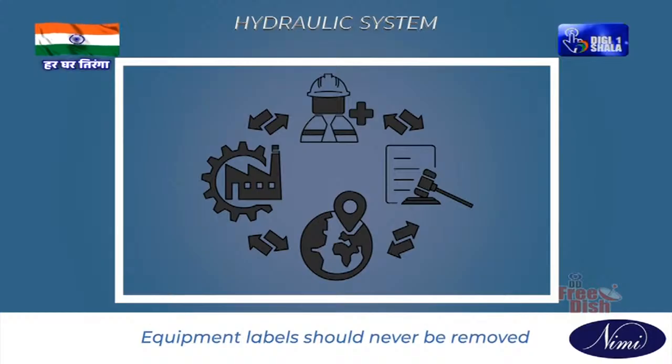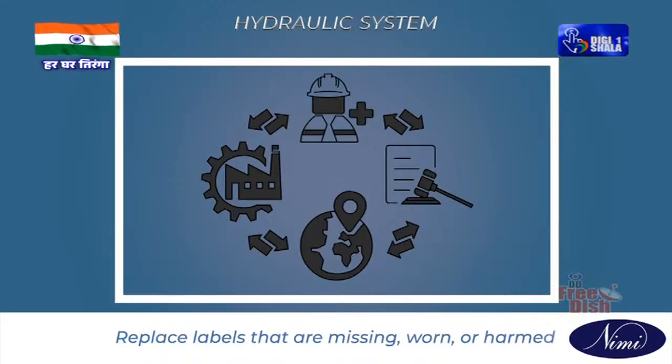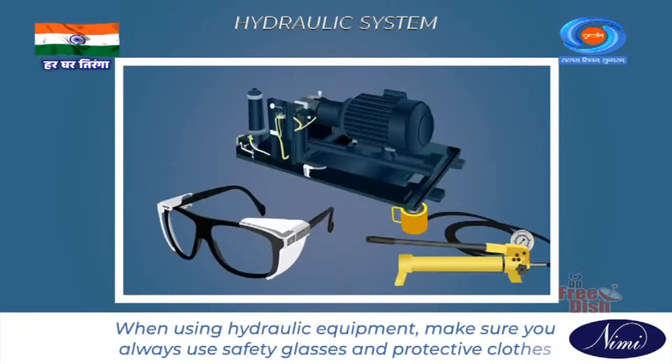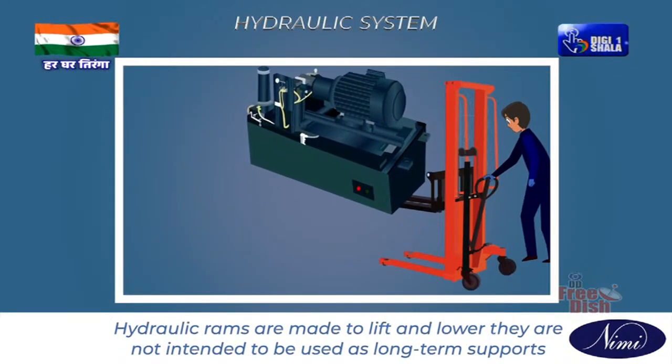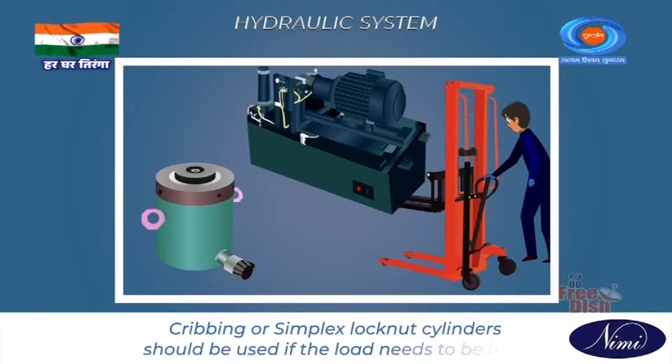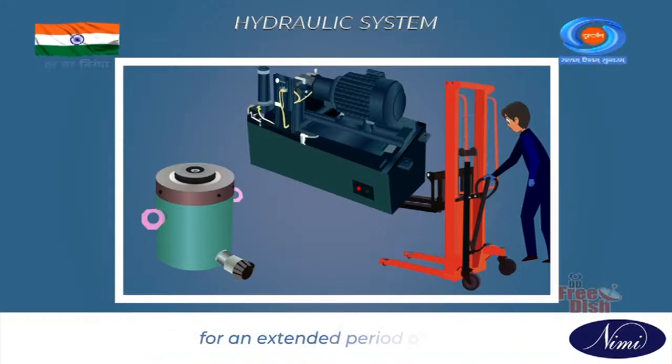Equipment labels should never be removed. Replace labels that are missing, worn, or damaged. When using hydraulic equipment, make sure you always use safety glasses and protective clothes. Hydraulic rams are made to lift and lower. They are not intended to be used as long-term supports. Cribbing or simplex lock nut cylinders should be used if the load needs to be held for an extended period of time.